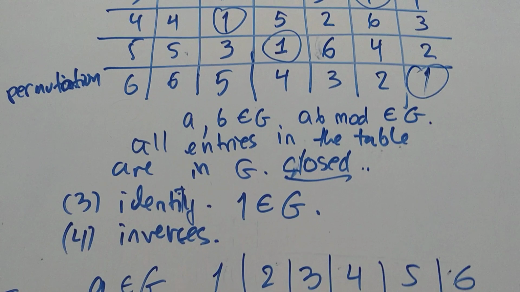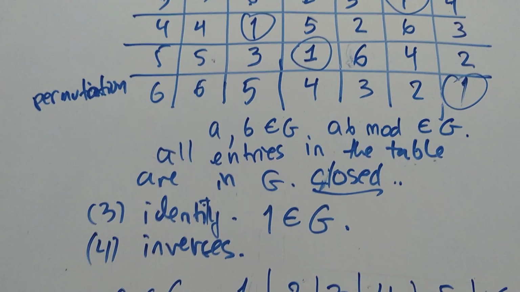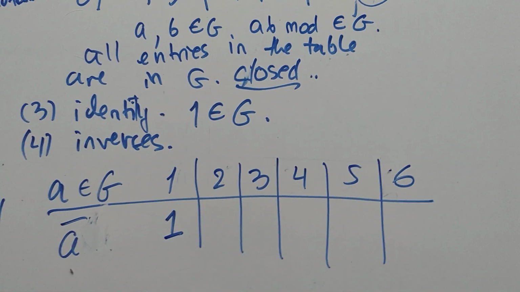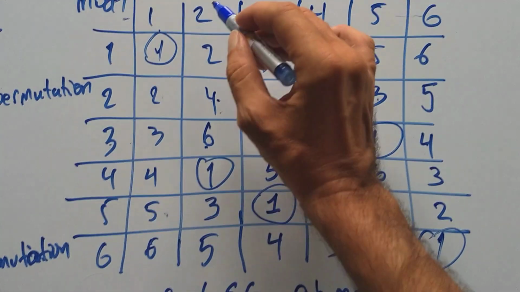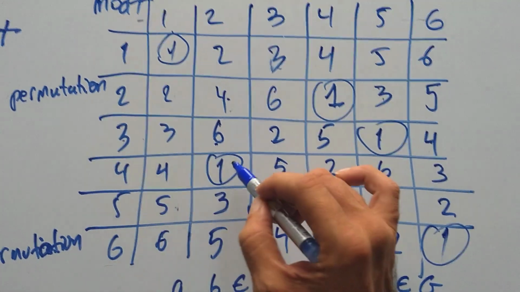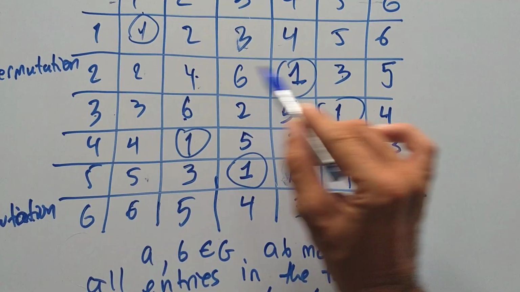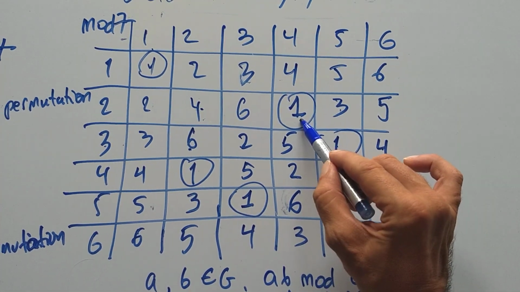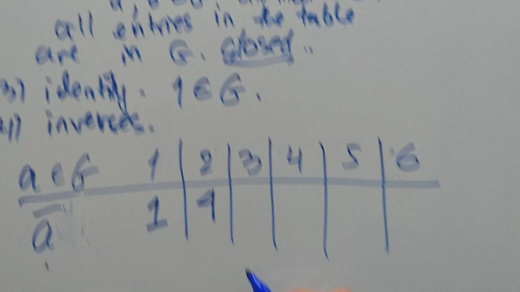Alright. What's the inverse of 1? Well, I multiply 1 by 1, I get 1. So the inverse of 1 must be 1. What about 2? What's the inverse of 2? Well, look where the 1 is. Here. Inverse of 2 here. 2 times 4 is 1. So 4 is the inverse of 2.